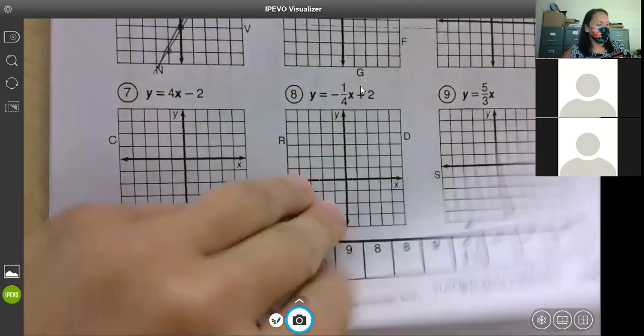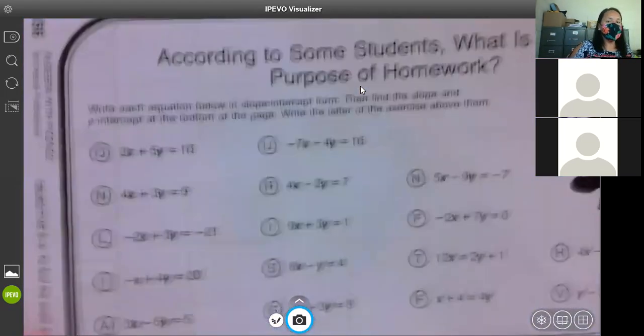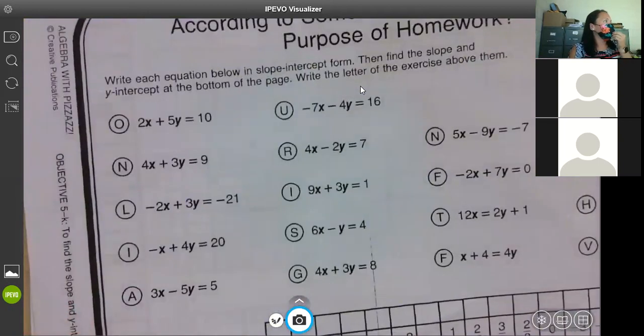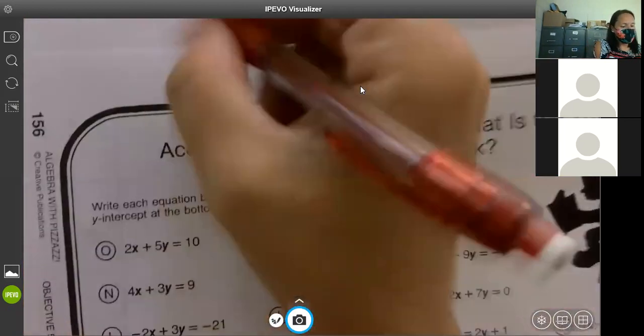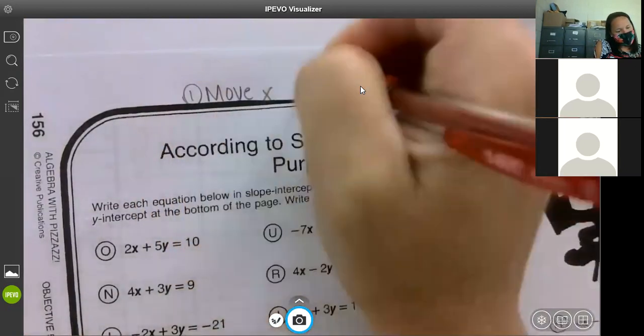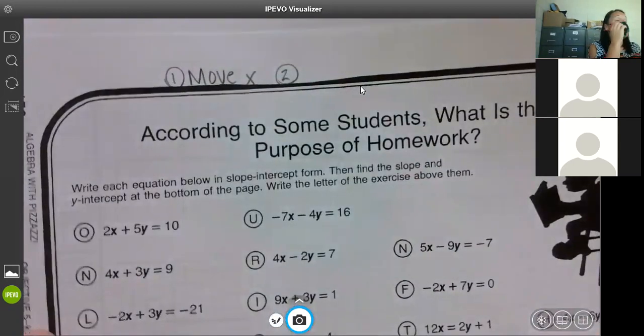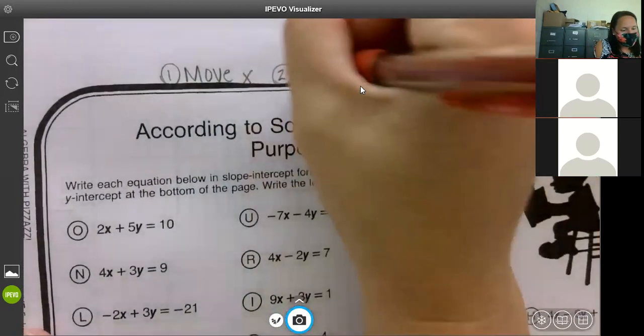Okay, we're gonna flip it over. I'm gonna look at the other one. This one you may need a little bit more paper for, but you can probably do it on here. It should be fine. What are your steps for solving for y? So move x. Somebody else. What's your second step? Divide by the number with y.